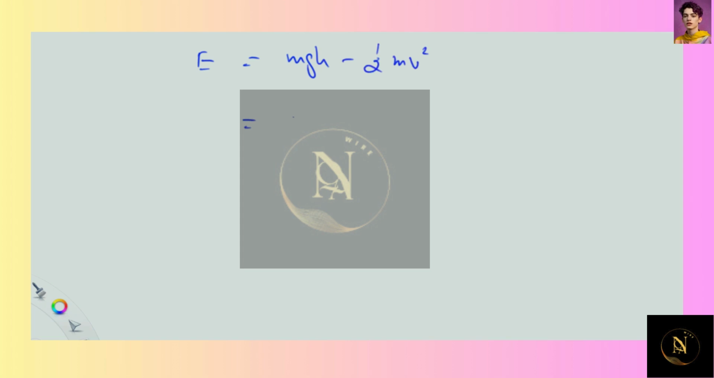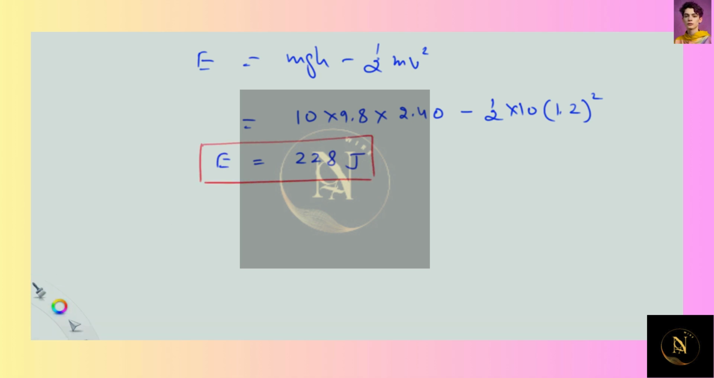Means for mass, here it is 10 kilogram, mass of the block, into 9.8 into the height through which it drops down, that is 2.40, minus half into mass again, which is 10, into square of final linear velocity, which is 1.2 meter per second. So finally here it comes out to be equal to 228 joules, rotational kinetic energy of the wheel after 4 seconds.